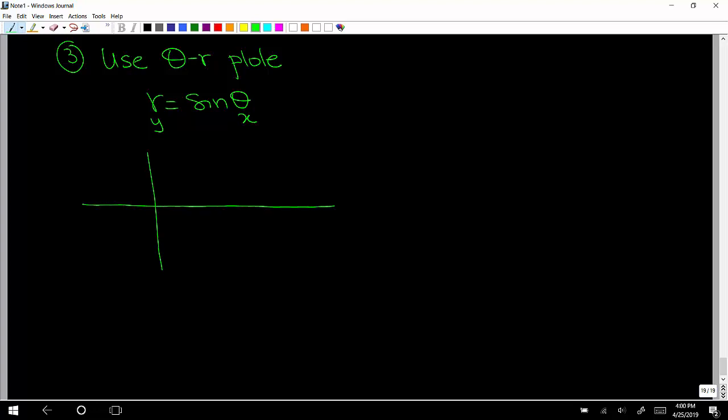The third way to graph is to use the theta-r plot. What does that mean? It means you treat this polar equation, you treat this as y and this as x, and plot it just like you would an x and y equation. So this is basically just a sine curve. I'll draw one period. It's 2 pi. So this is pi over 2, 3 pi over 2, pi.